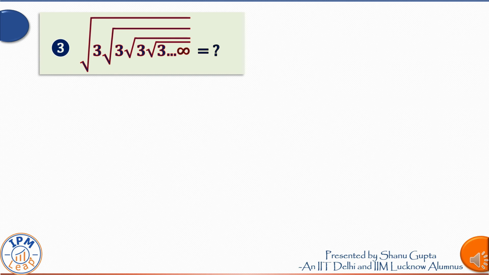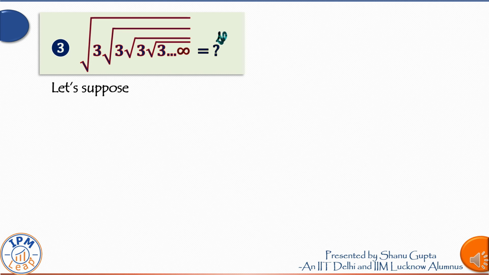Let us move on to our third question. Square root of 3 times square root of 3 times square root of 3 times square root of 3 up till infinity. There is no plus or minus sign this time, but remember, if the plus or minus signs are missing, that means these numbers are getting multiplied together. The simpler approach to solve these questions is exactly the same as what we did in the previous two questions.